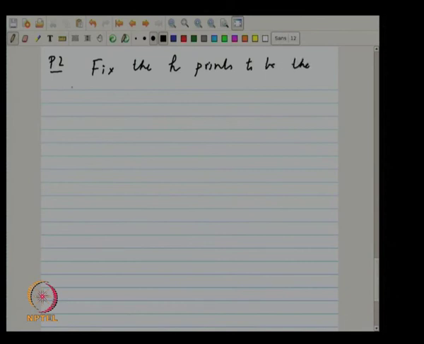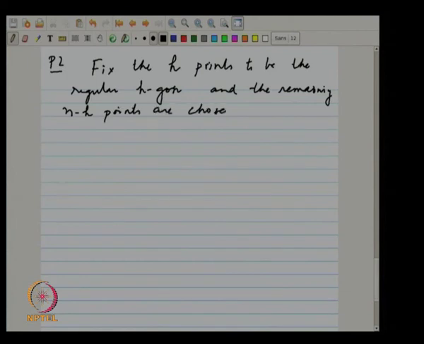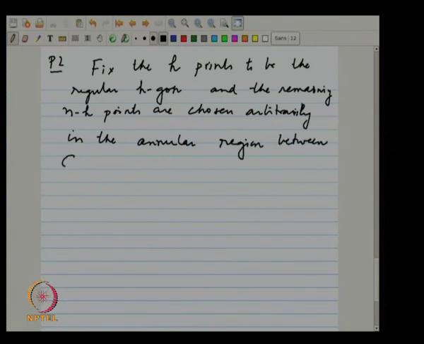to be the regular h-gon, and the remaining n minus h points are chosen arbitrarily, in the annular region between C inscribing and C circumscribing.